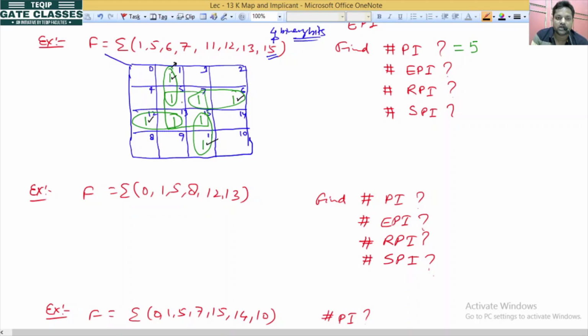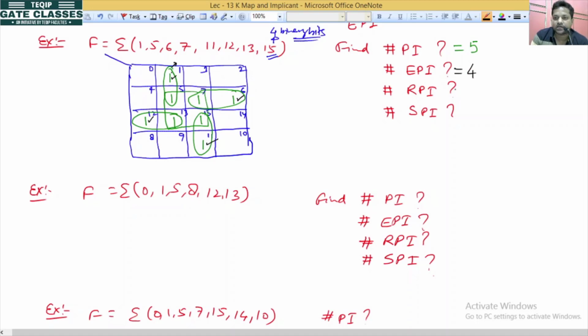Now go for this quad. If you see this one, this one, this one, this one, all the ones are covered by other PIs, that's why it is not EPI. So total EPI is 4.